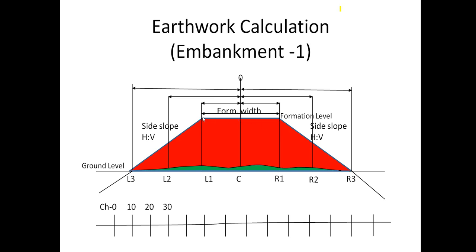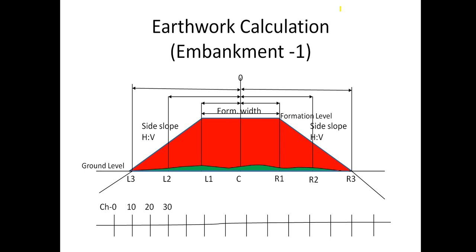Suppose you want to have the level formation, this very level, then you have the same levels: 0, L1 and R1, and all 3 points will have the same proposed reduced level. And in case you want to give some cross slopes here, 1 in 30 or 1 in 40, whatever it may be, for the purpose of drainage, you have to calculate.